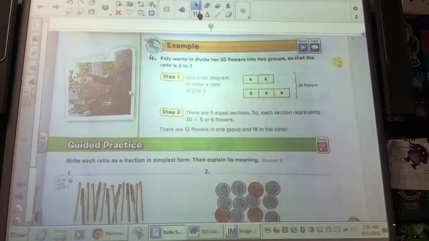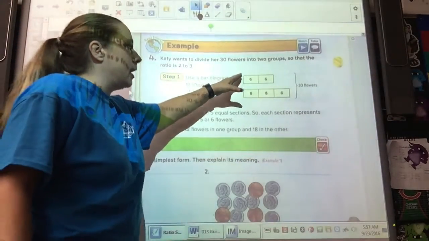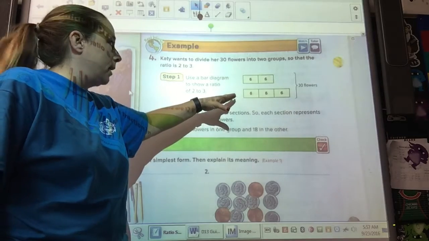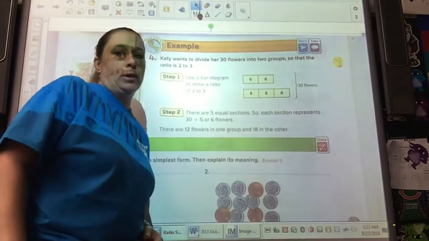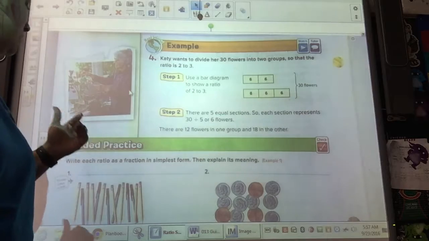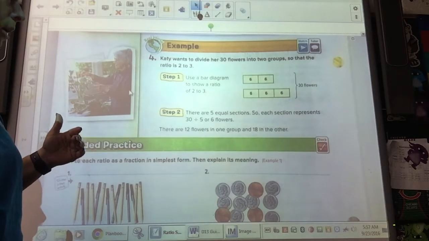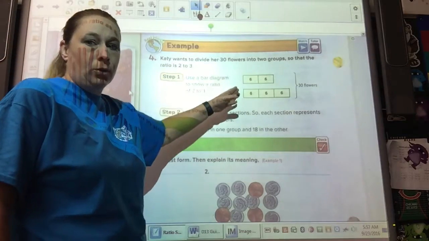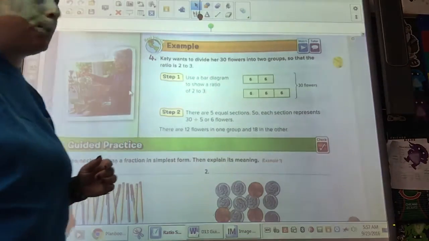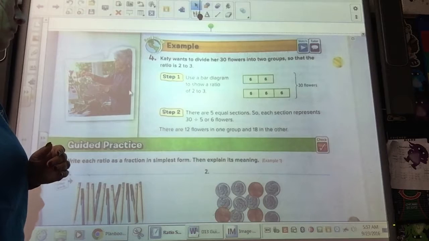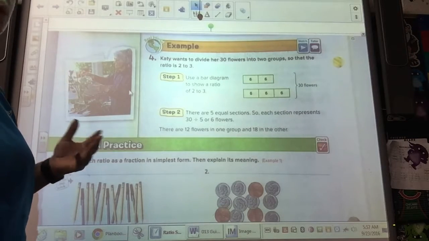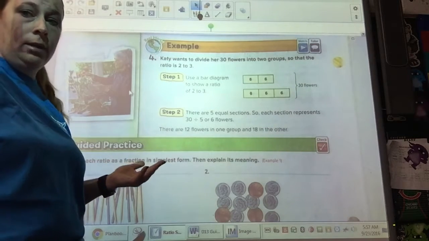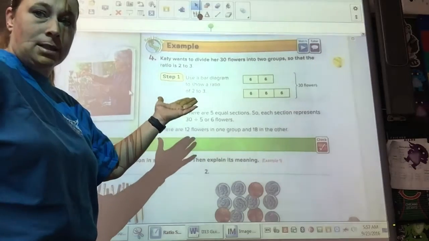So what she did was she made a bar diagram to show the ratio of 2 to 3. She's got 2 boxes on the top and 3 boxes on the bottom. And then over here they wrote the total of 30 flowers, which means in those 5 boxes, the 2 here and the 3 here, 5 total, they need to put 30 flowers. Okay? So what they did was they took 30 and they divided it by the 5 boxes.